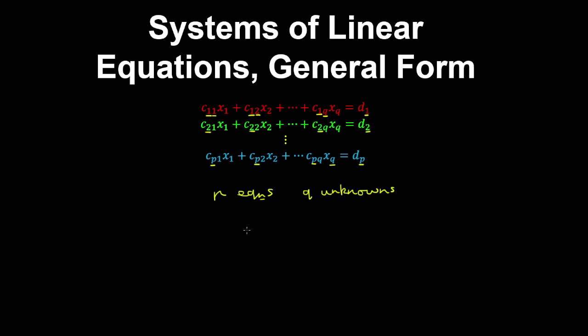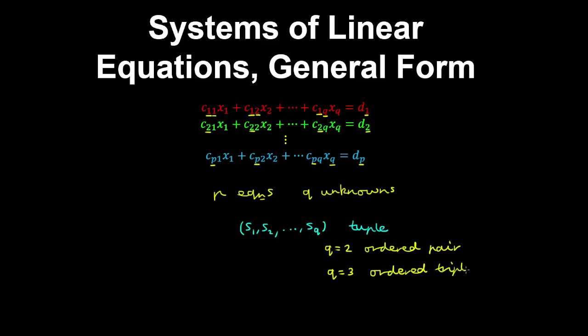Now in general, the solution to this system from S1 to SQ is an ordered tuple. So it's a sequence in the same order as the unknown variables that we want to solve for. And for the special case, when Q equals 2, we call this an ordered pair. And when Q equals 3, which is the three-dimensional case, we call this an ordered triple, and so on.